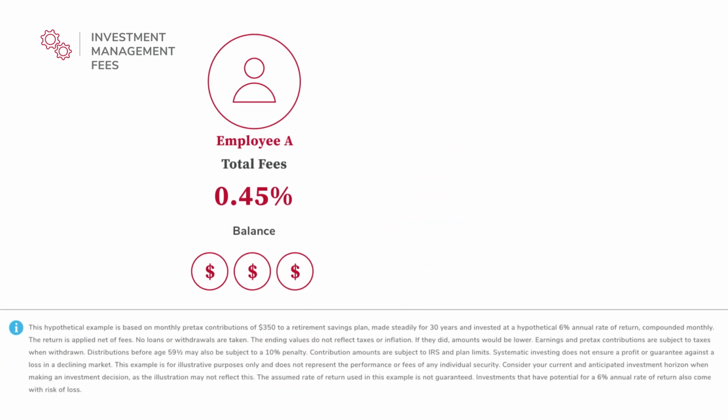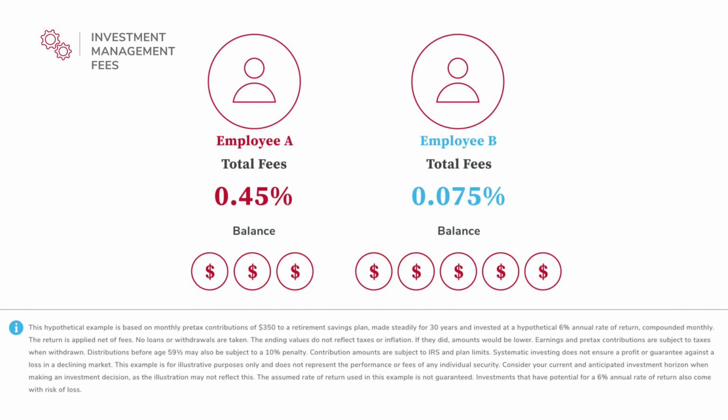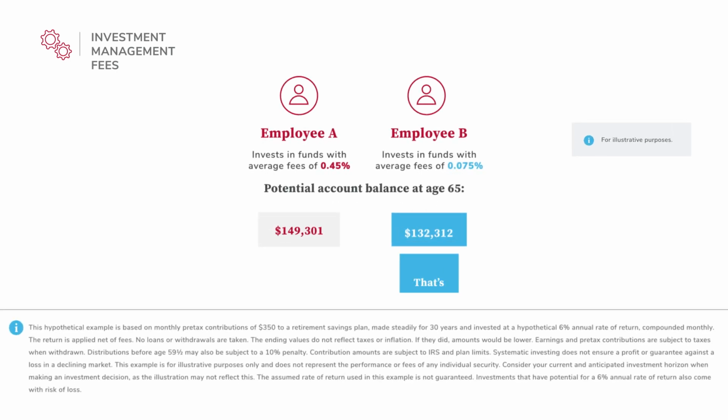Employee A invests in funds with average fees of 0.45%, and Employee B invests in funds with average fees of 0.075%. After 30 years, the account balance of Employee B is $30,000 higher than Employee A's balance because Employee A didn't just lose the small amount of fees paid, they also lost the potential growth on that money over time. So you can see how fees can impact your overall account balance.